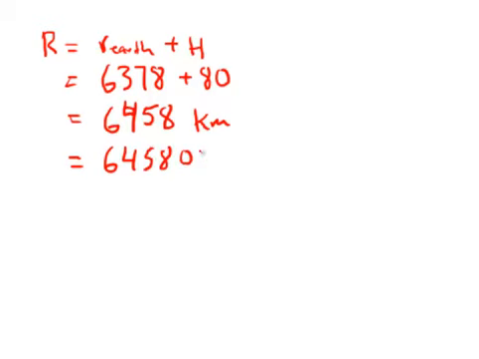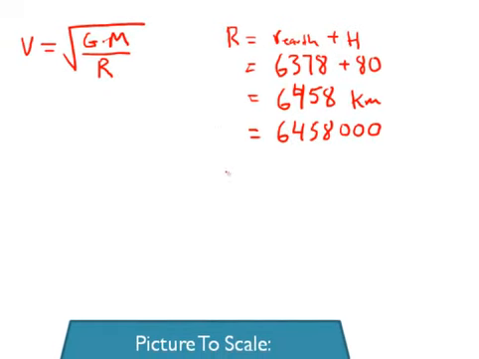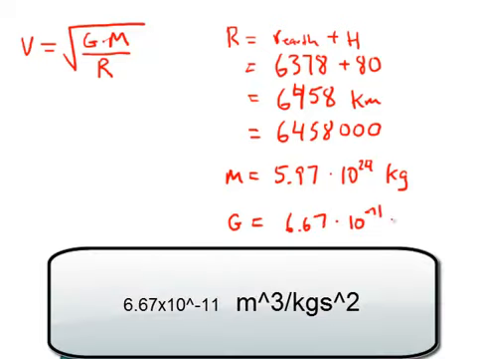6,458,000 meters is the orbital radius. And the mass of the planet was 5.97 times 10 to the 24th kilograms. A kilogram is the standard unit for mass, so we don't need to convert that number. And then the gravitational constant is 6.67 times 10 to the negative 11th. And I honestly don't remember all the units for it. It does have some.